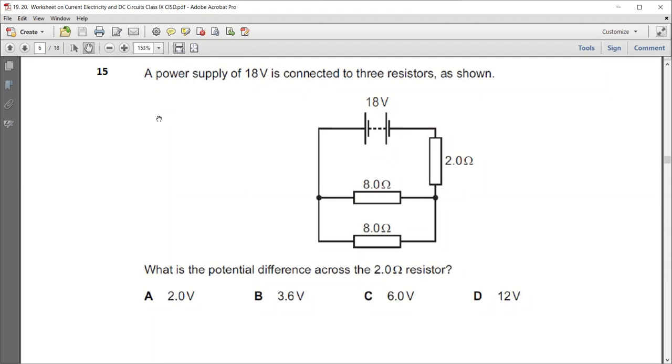Faraz, please explain. Read question 15 and explain this one. A power supply of 18 volt is connected to three resistors as shown. What is the potential difference across the 2 ohm resistor? Here we know the voltage and the resistance, so we can find the current from here, and after finding the current, we can put it into the voltage formula. Okay, this one is related to the potential divider formula, right? Can you remember the potential divider formula? We can do that, or the way Faraz said, we can also do it that way.